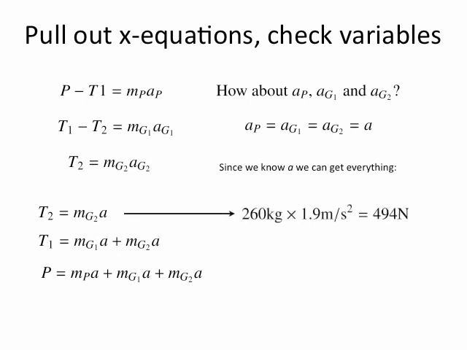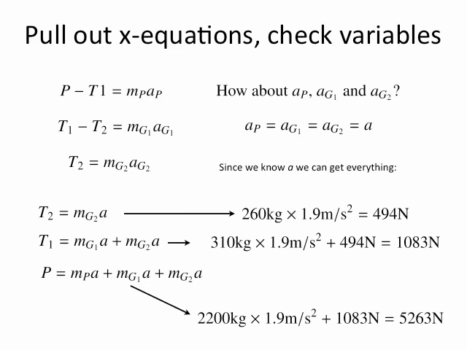We can compute those because we know the mass of glider 2, the mass of glider 1, and the mass of the tow plane. So those are the three things we needed to calculate. I think we also needed the net force on glider 1, and that's got to be the 310 kilograms times 1.9 meters per second squared, or 1,083 newtons minus 494 newtons. The force on the tow plane from the propeller is 5,263 newtons, and the force in the second tow rope is 494 newtons. So we get everything from that. And that's just an example of a problem worked out.